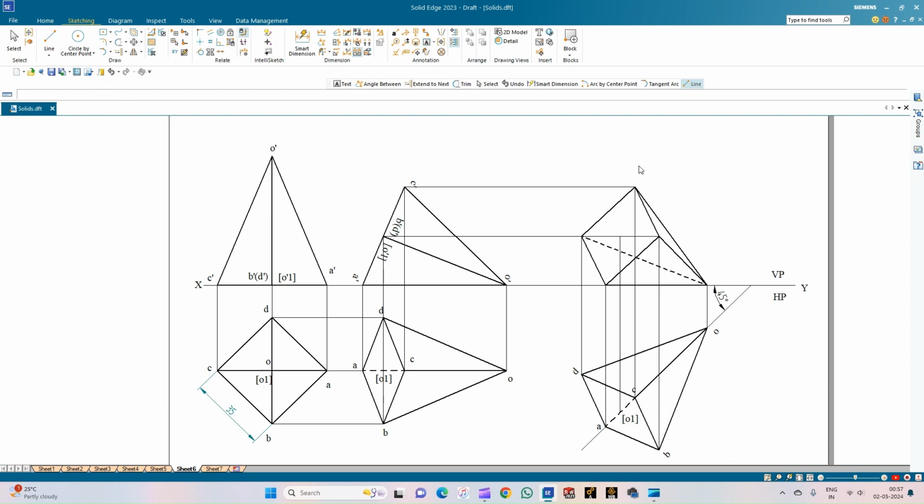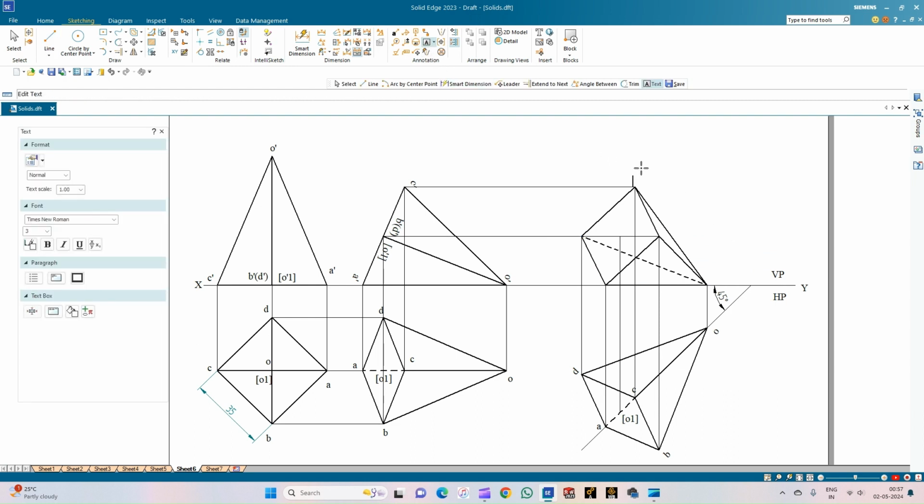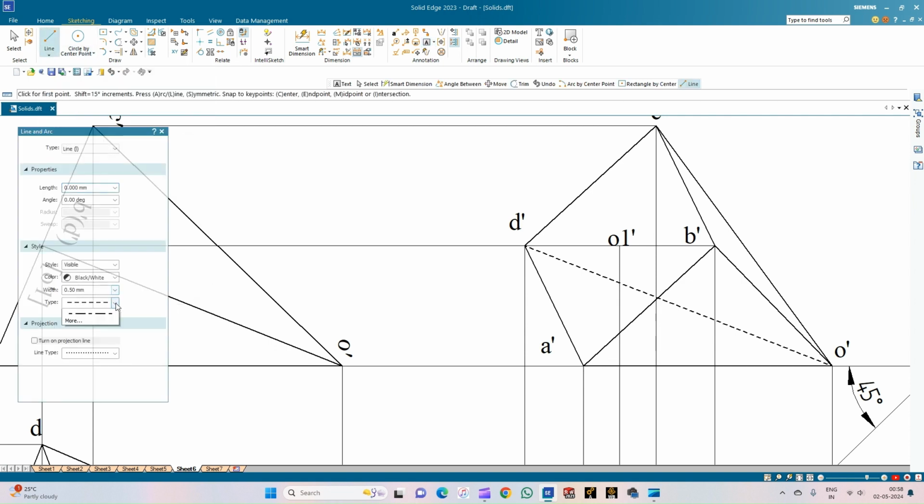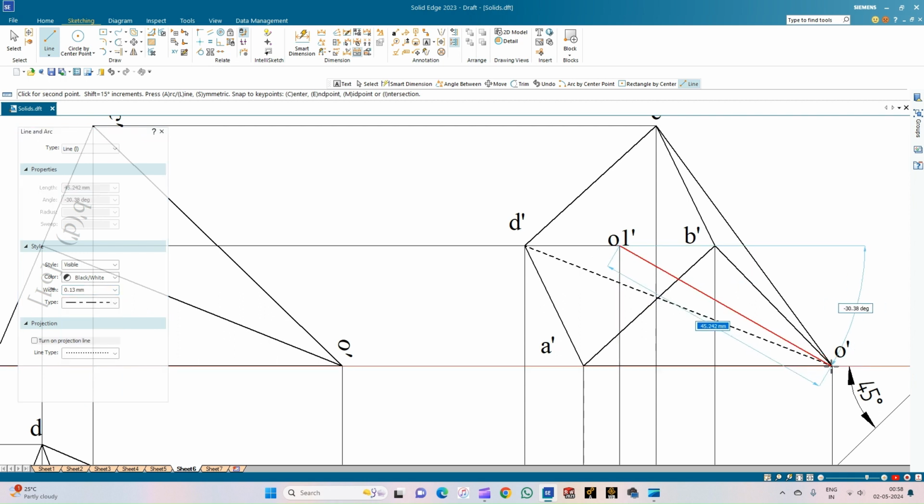So let us annotate the front view. So this is the corner C dash, corner D dash, and corner A dash. This is the corner B dash, and this is the apex O dash, and next here is the point O1. So let us annotate this as O1 dash. So let us draw the axis line. Select the line option. Select a chain line of thickness 0.13 mm. So from O1 dash to the point O, this will be the axis of the pyramid.